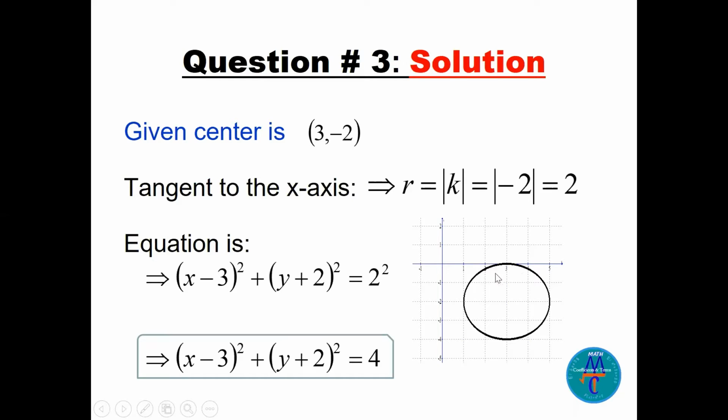Tangent to the x-axis. I did not give you the radius in the question, but you can find the radius. It is the absolute value of the k. This is the k here. So the absolute value of minus 2 is 2. You cannot say r is equal to minus 2, which is k, because the radius is always a positive number. So r is either the absolute value of k, if it is tangent to the x-axis, or r equals the absolute value of h, if it is tangent to the y-axis.